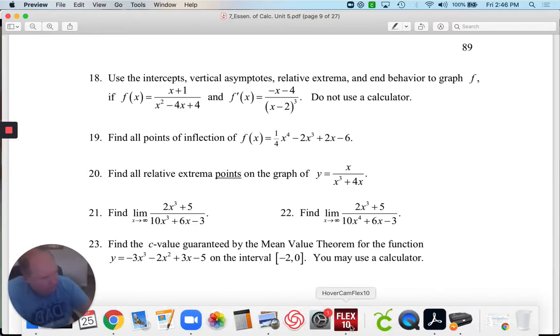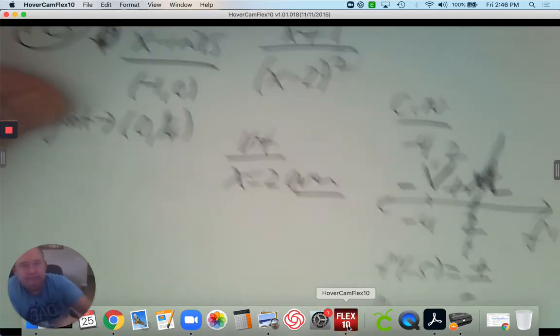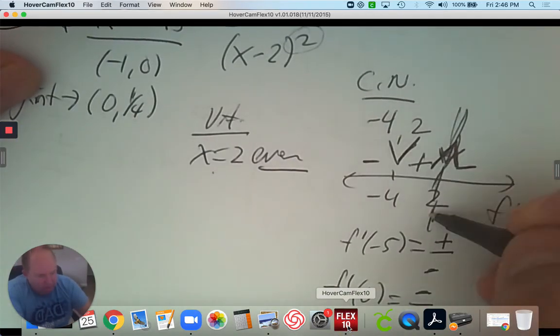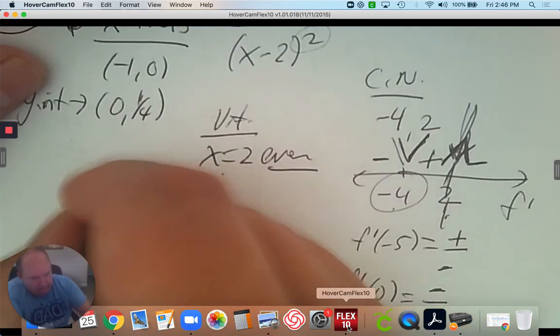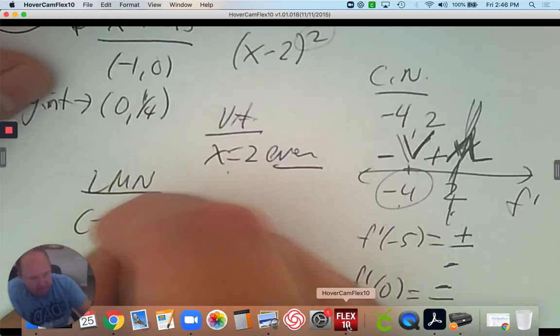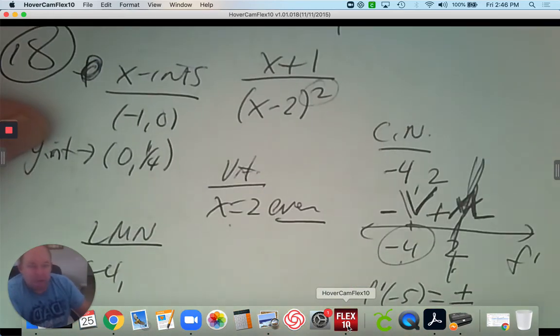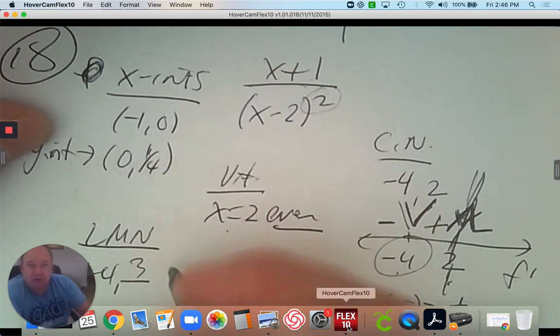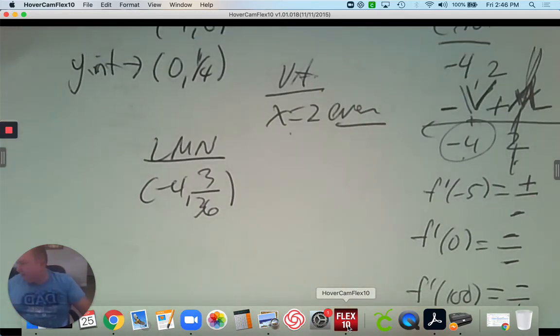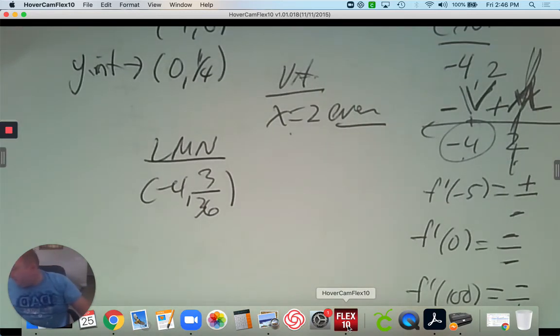No, 2 is an asymptote, sorry. So at negative 4, we have a minimum. So 2 is an asymptote, but at negative 4, it decreases, then increases. So at negative 4, we have a minimum. And then to find what the y value is, negative 4 would be 3 over 36. So negative 4 and 3 over 36. That's the same as 1/12.